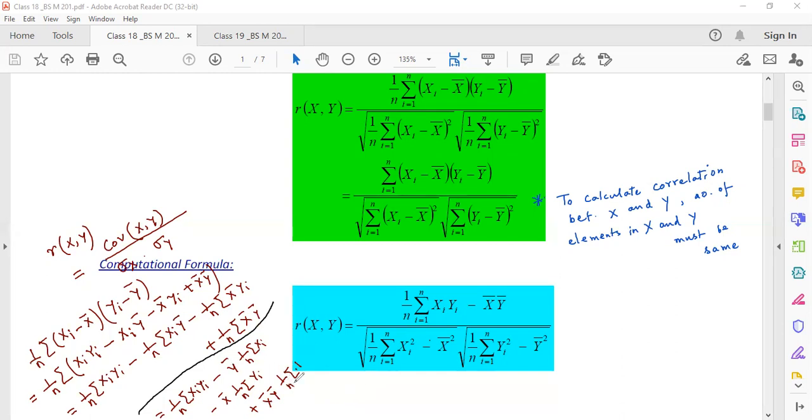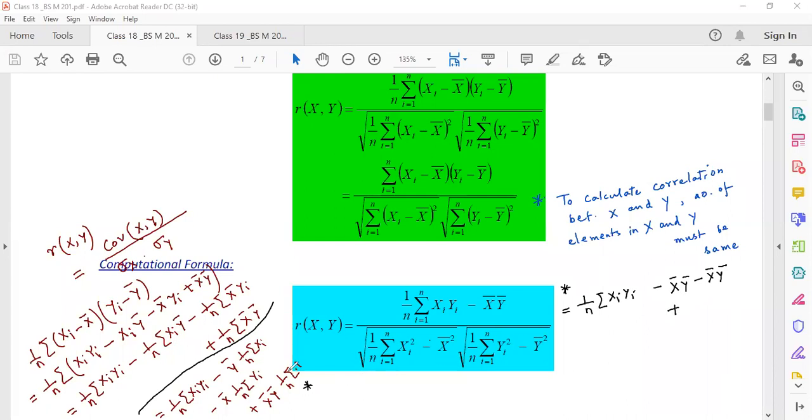And now you see, I'm not changing the quantity 1 by n summation xi yi. It will remain as it is. But 1 by n summation xi is x bar, so we can write it as x bar into y bar. 1 by n summation yi is y bar, so again we can write it as x bar y bar.